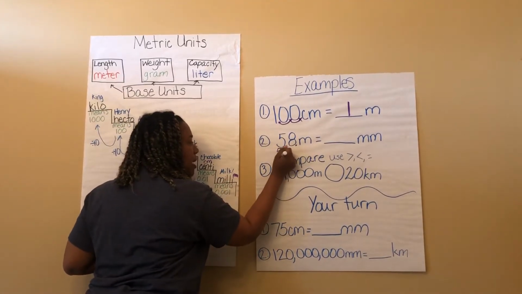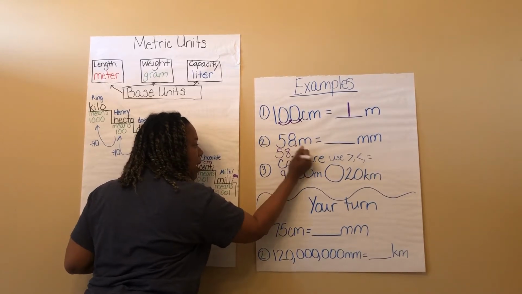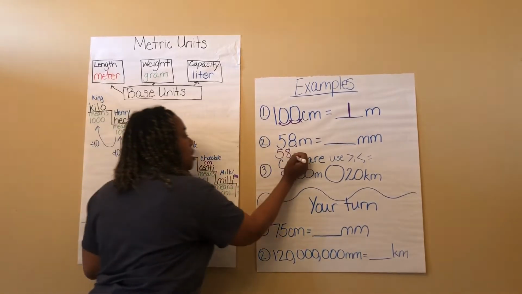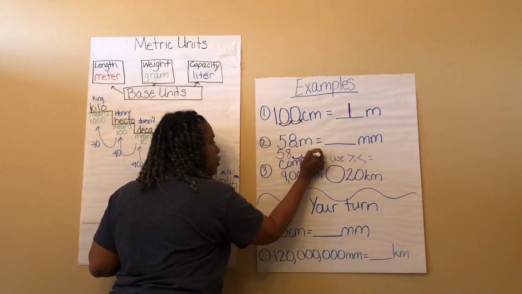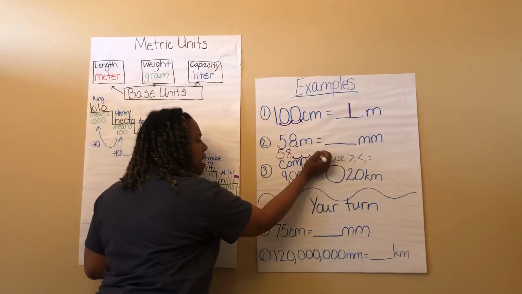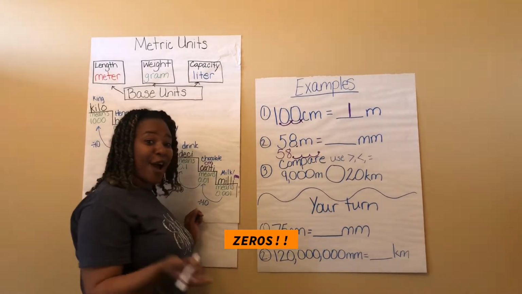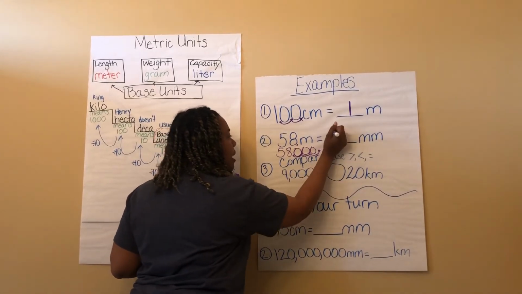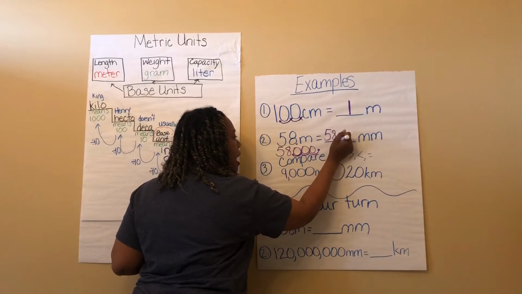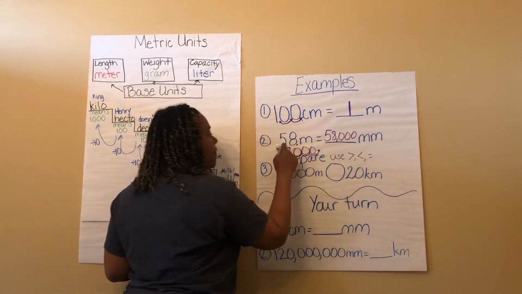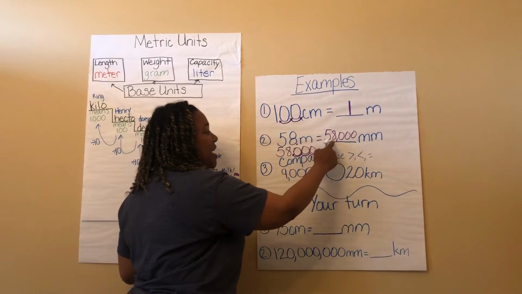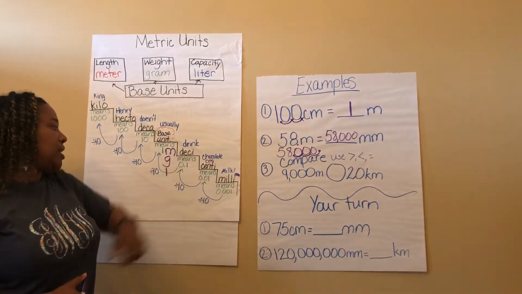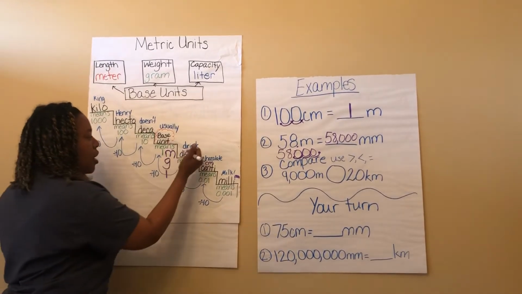So now this one I'm going to take a chance to write over because my decimal is right here. And how many times am I going to move it to the right? 3 times. Good. So that would be 1, 2, 3. What goes in these cups right here? Zeros. You all did not forget. So this will be zeros. So right here I would have 58,000. So 58 meters is equal to 58,000 millimeters. Good job. You see how we did that? And I'll go ahead and put this on the chart.